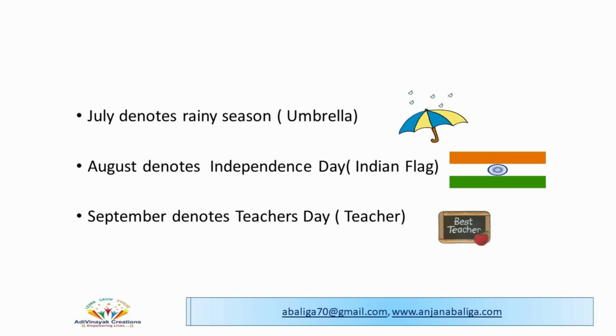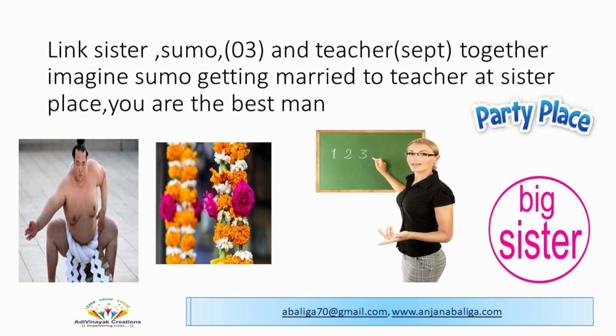So now what is to be done is you have to link the number 03 and September, your sister and yourself with the anniversary. So we will think of something weird: that the sumo is getting married to the teacher. When you say sumo getting married to the teacher, you remember teacher is the month September and sumo is 03, and the party is taking place at your sister's. So you remember the anniversary is your sister's and you are the best man. Once this picture gets embedded on your mental screen, you remember that 3rd of September is your sister's anniversary.